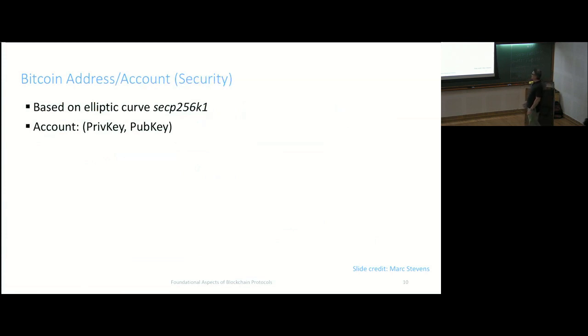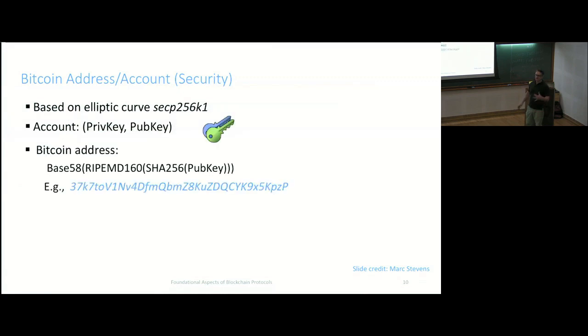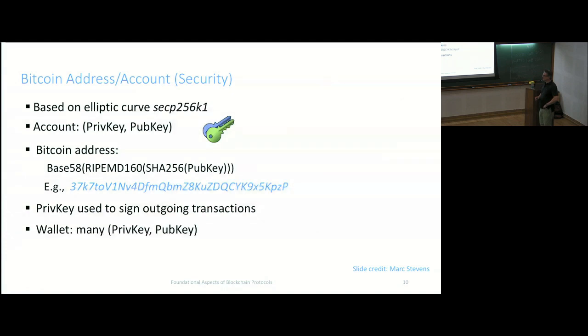This slide I borrowed from a presentation by Mark Stevens. This is just the account business, how security works. It's based on an elliptic curve, and the account has a private key and a public key, all right? Your Bitcoin address, your account, is the hash of the public key, and this is an example. You would have to use the private key in order to say I'm authorizing, I'm sending this Bitcoin to the other party. And the wallet may contain many private keys and public keys.